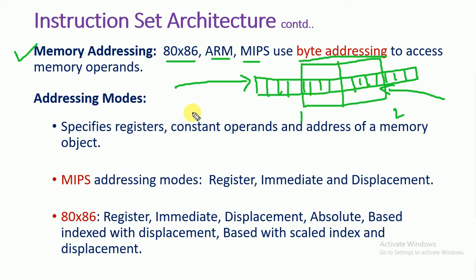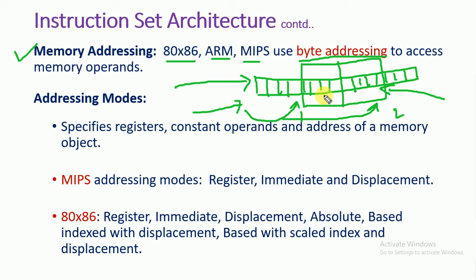Now the problem is, if the instruction needs to access that data, it needs to go to the first byte, then it needs to go to the second byte also. So memory addressing is difficult in the case of this type of data storage, because the data is spread across different bytes. Normally most processors use byte addressing, meaning the data will be taken from the first byte, then the second byte, then the third byte, in that order.